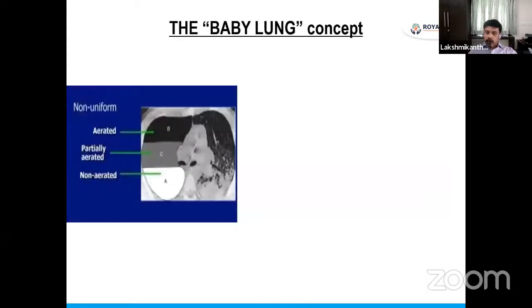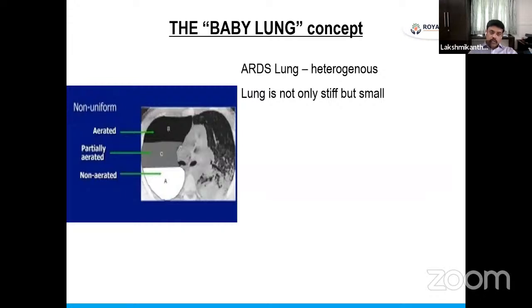So it is definitely a non-homogeneous, or heterogeneous, disease. It doesn't affect the lung uniformly. The lung is not only stiff but also small. It is as small as a baby lung. The amount of normal lung that is being ventilated is very small, almost equal to the lung of a 6 or 7-year-old child. When you ventilate it with the normal tidal volume required for an adult, this baby lung is not able to tolerate it.